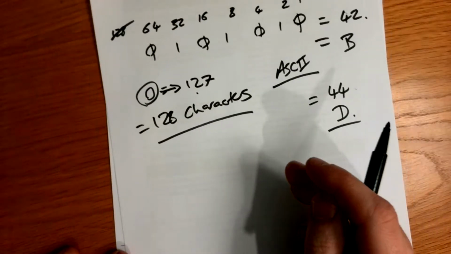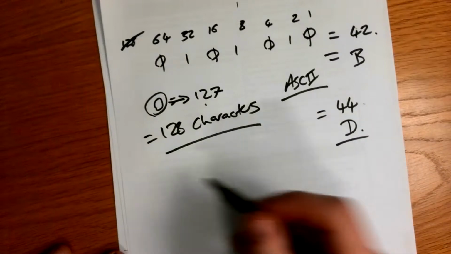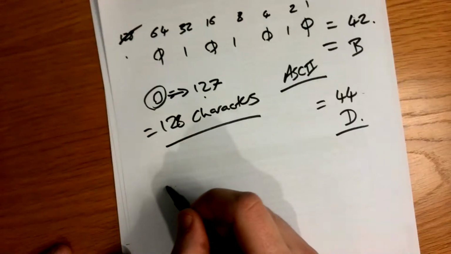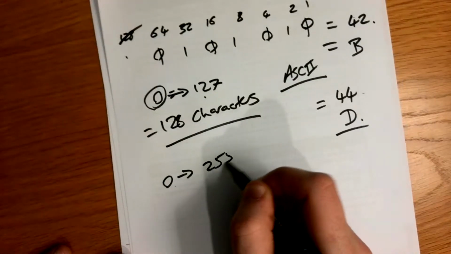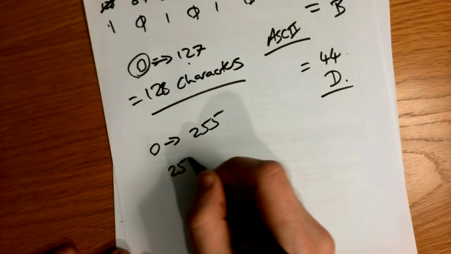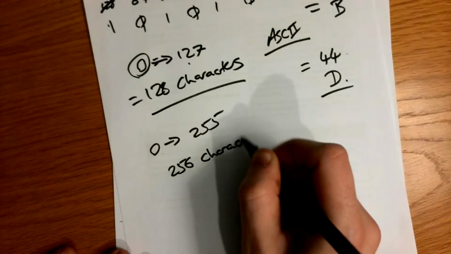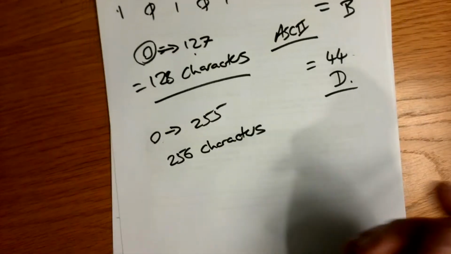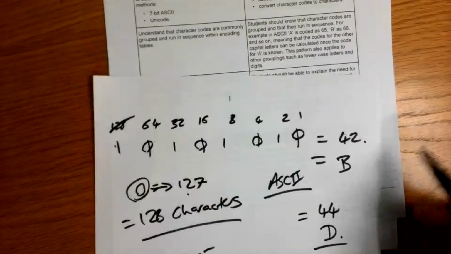If you've got something like extended ASCII or Unicode or anything like that, if you add another bit on the end, you can represent the numbers 0 to 255. If you add another 1 up there, that means you can represent 256 characters. So by adding another bit, you can double the amount of characters that you can represent.